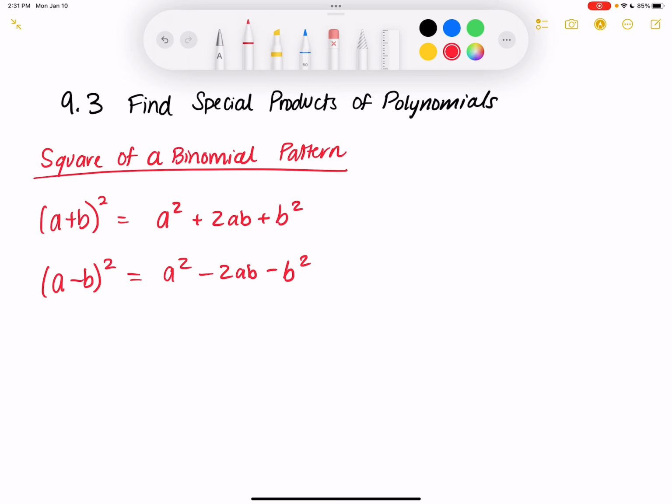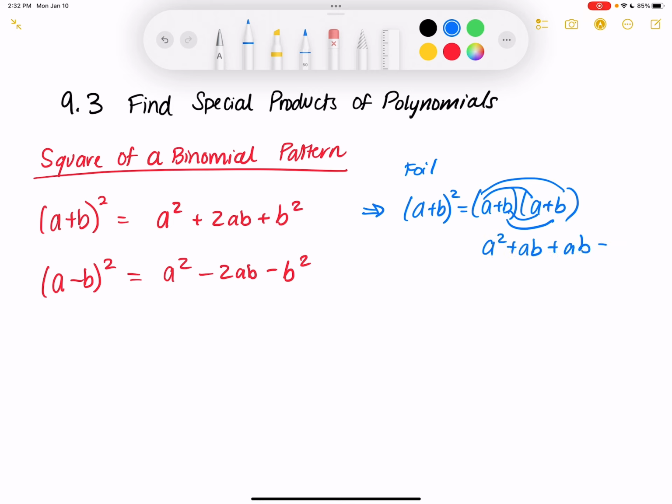The other way you can do it is you can go back to the FOIL method instead. Okay, and you could do a plus b squared is equal to a plus b times a plus b. Then you could do first, outside, inside, last, and get a squared plus ab plus ab plus b squared, which would give you a squared plus 2ab plus b squared, which is the same as that. So either way works, okay?